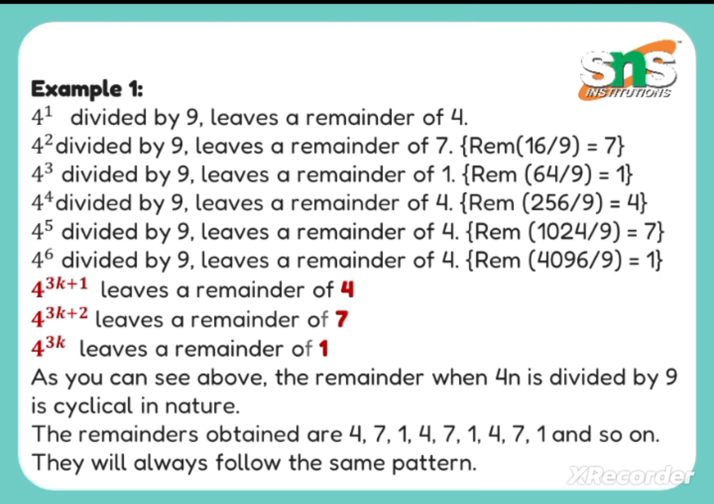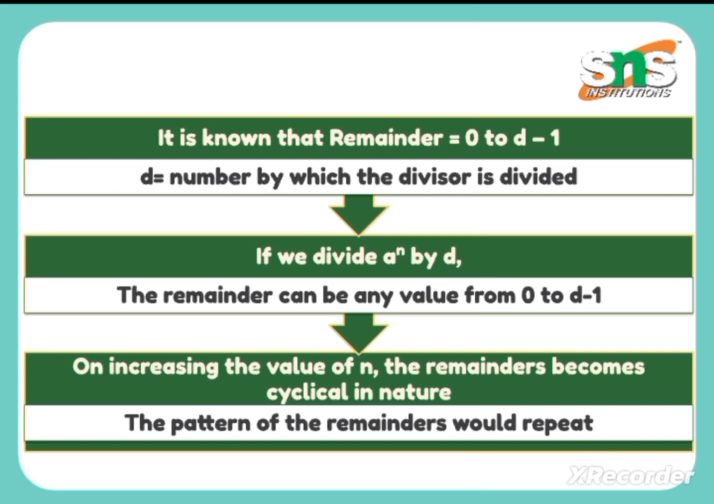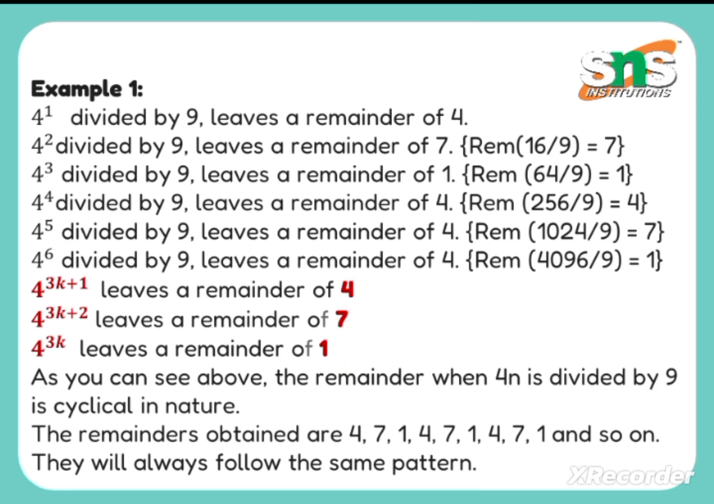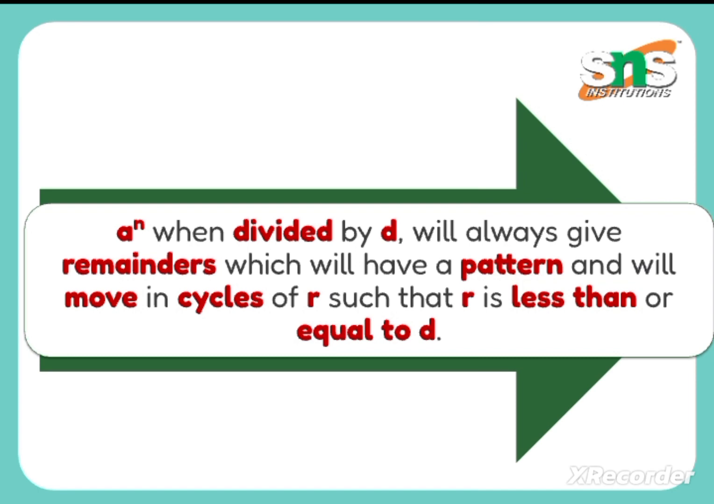Whenever you increase the value of n, that is 4 to the power of 1, then 4 to the power of 2, the pattern of the remainder is repeating in the same pattern. Next we will move on to the concept. A to the power of n when divided by d will always give remainders which will have a pattern and will move in cycles of r, such that r is less than or equal to d.